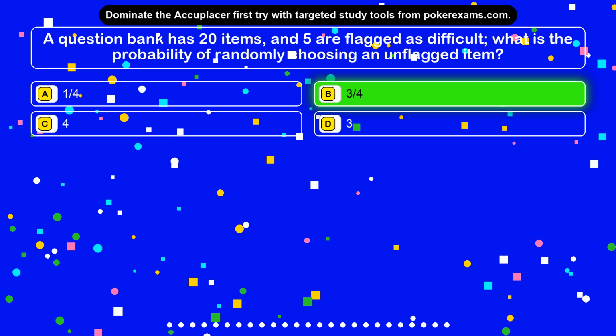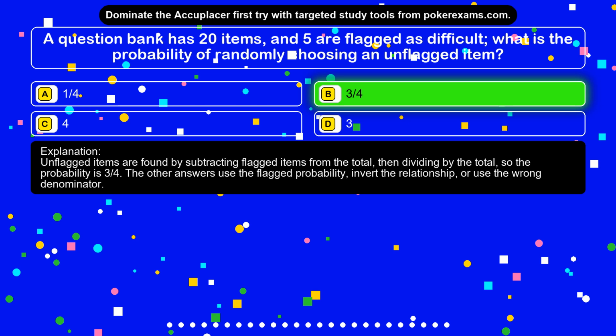The correct answer is option B, 3/4. Unflagged items are found by subtracting flagged items from the total, then dividing by the total, so the probability is 3/4. The other answers use the flagged probability, invert the relationship, or use the wrong denominator.